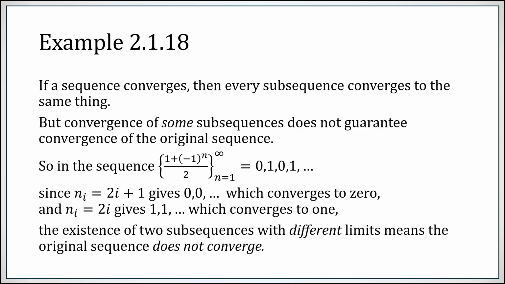So if I have two subsequences that converge to different limits, the previous proposition says the original can't converge to anything. Remember, the previous proposition was that a sequence converges to x if and only if every subsequence converges to the same x. So if there are two subsequences converging to different things, the original sequence cannot converge to anything.